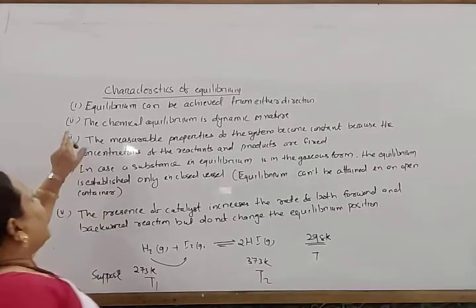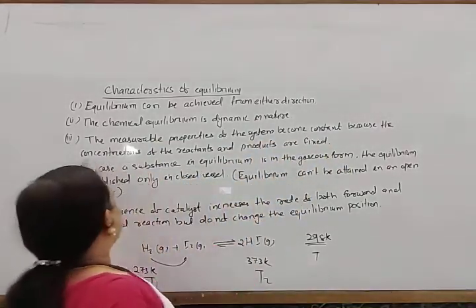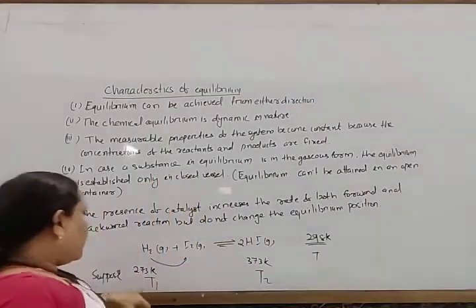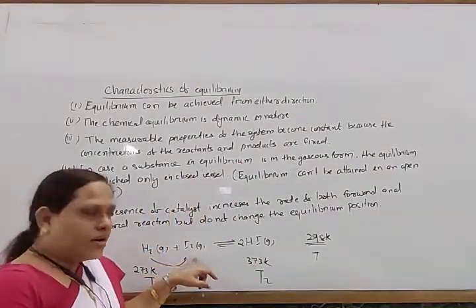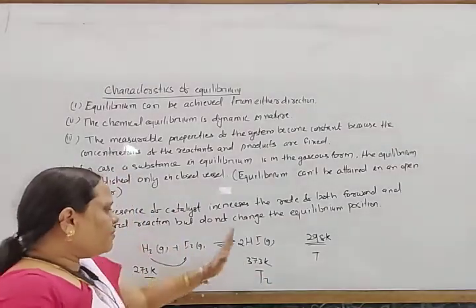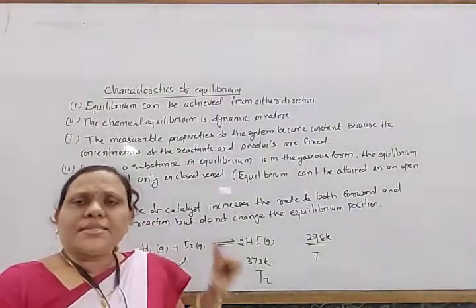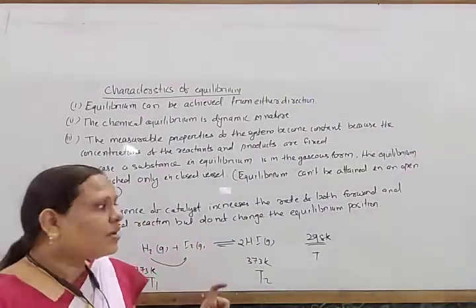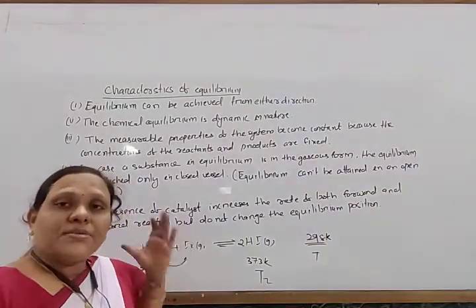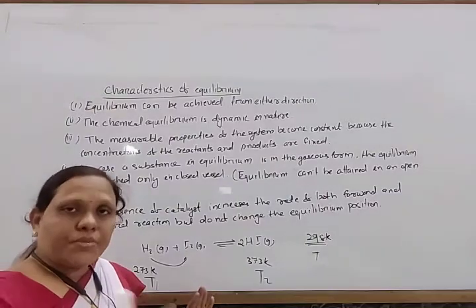Okay. Next, the measurable properties of the system become constant because the concentrations of the reactants and products become constant. So here, iodine is purple in color and HI is colorless, but at equilibrium, this is a mixture of these two. So in this way, the observable properties, what is the concentration, what is the temperature, what is the density, what is the color, all these properties remain constant. There is no change at equilibrium after so much time.